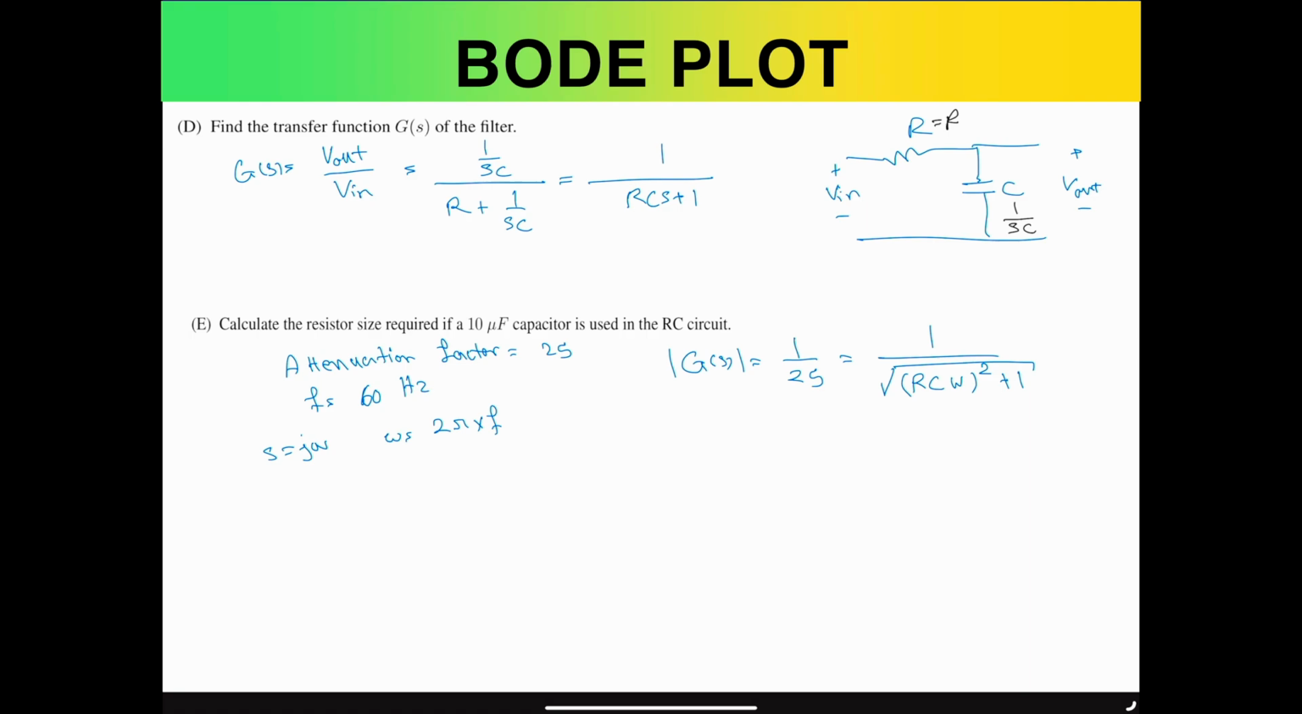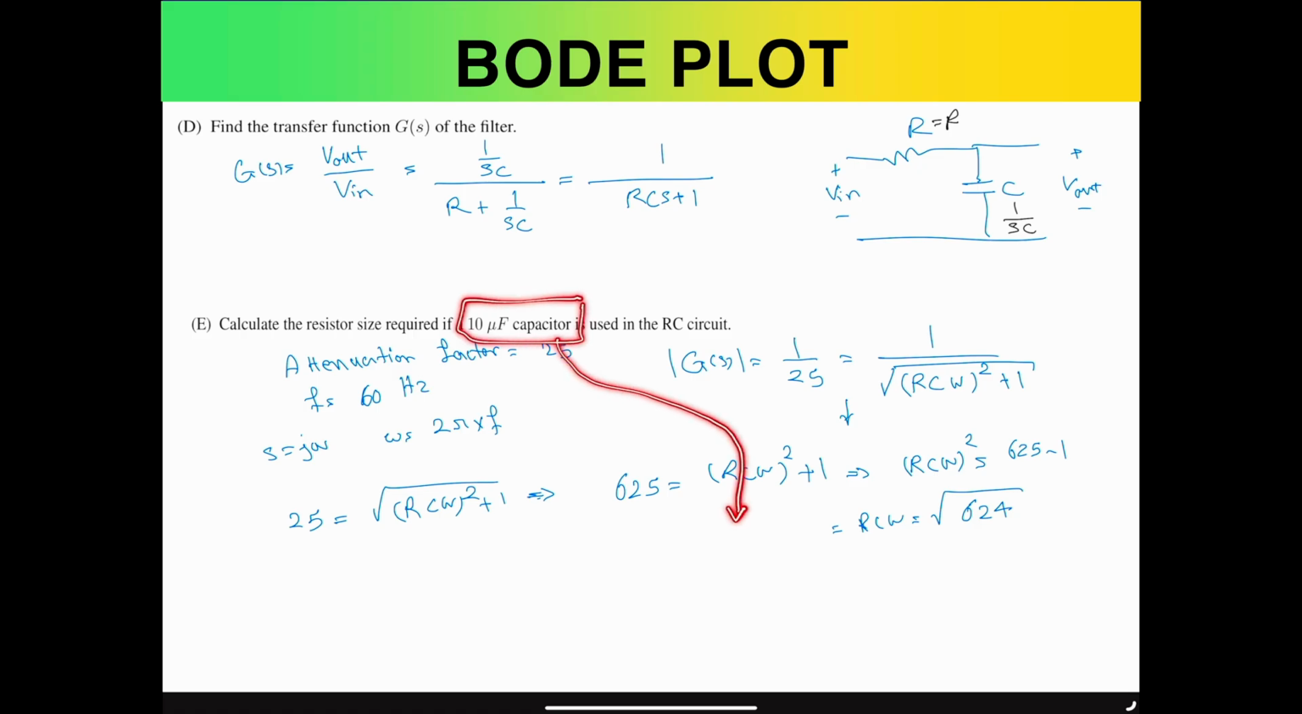And we already know that this equation can be further simplified as 25 equals the square root of (RC omega) squared plus 1. So if we take the square of each side of this equation, it would be 625 equals (RC omega) squared plus 1. And in order to solve for the resistor, we have (RC omega) squared equals 625 minus 1, and RC omega, because we know that all of these are non-zero and positive numbers, is going to be the square root of 624 in this case. And we know that C then becomes 10 microfarads, because that's already given in the question.